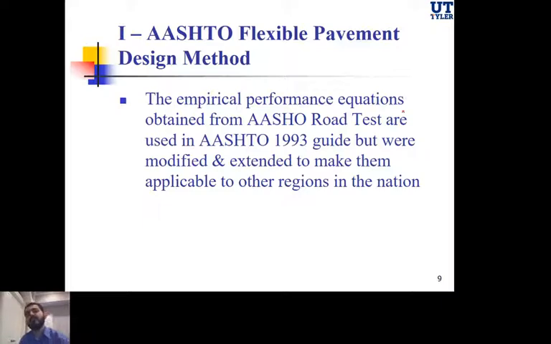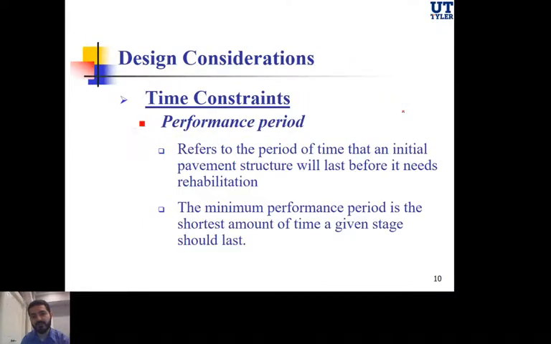So the empirical performance equations obtained from the AASHTO road test, used in 1993 AASHTO, were modified with time and extended to make them applicable to other regions. As you could tell from the beginning, in the 60s they did only one subgrade, only one location, but 30 years later they did multiple locations and multiple traffic loadings to have a more robust analysis. So let's start with some of the design considerations that we need to understand before we get into this nomograph to get the structure number and therefore the thickness of each layer.